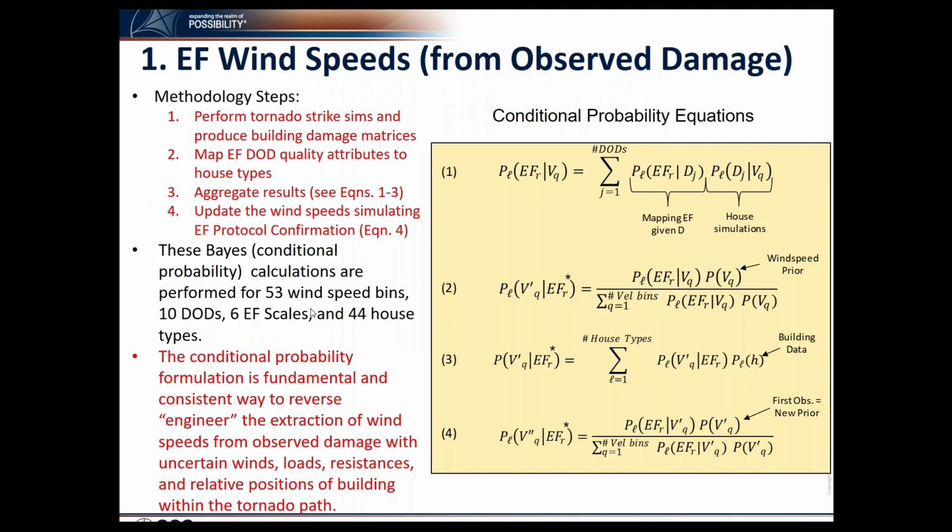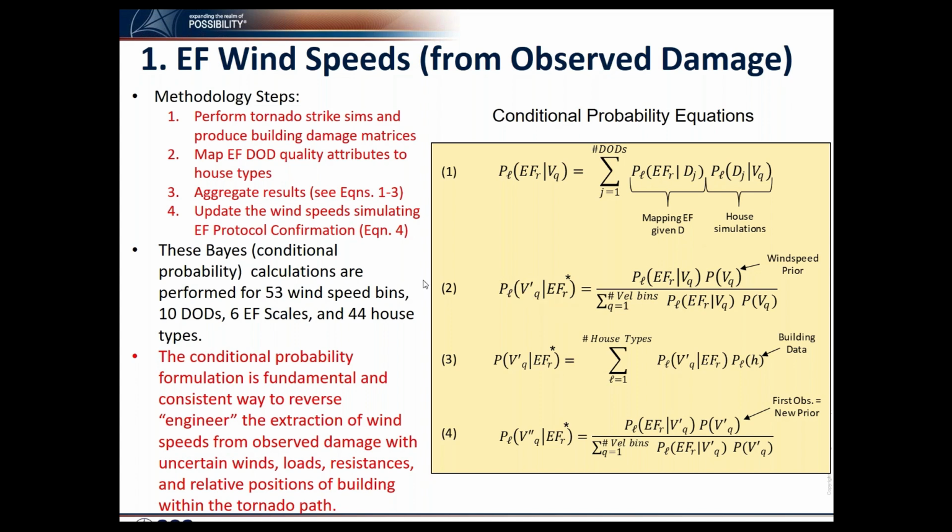The EF scale wind speeds are developed from the observed damage. We use the damage probability matrices for all 44 house cases, and for each house case we map the DOD to EF based on the EF scale training guidance, and so we get the distribution of EF given V. Then we combine all the house cases to get the distribution of V given EF.